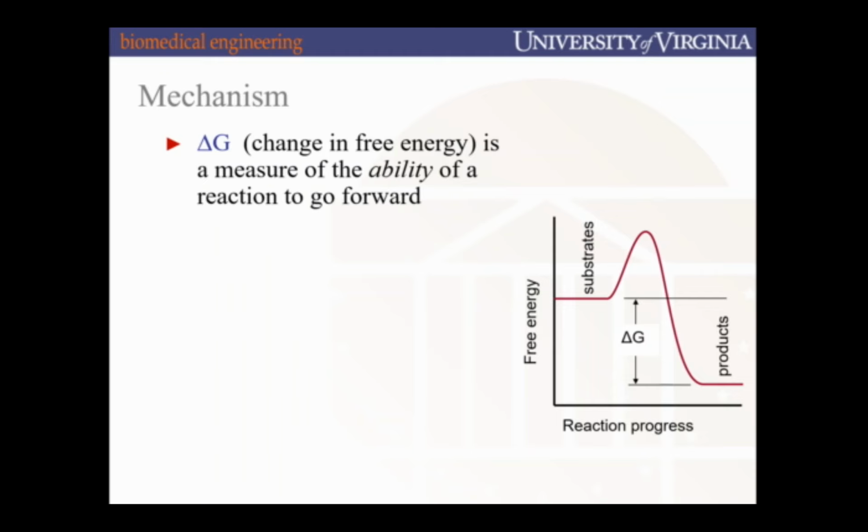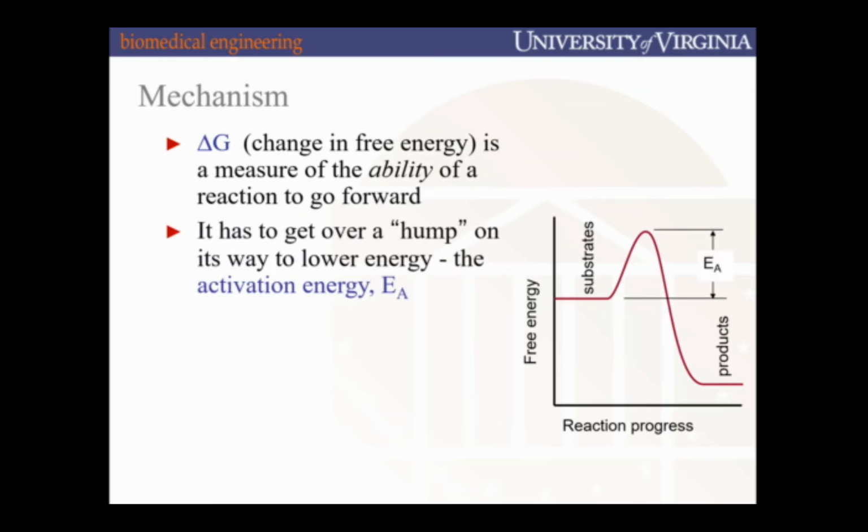An important question, though, is how long the reaction will take to proceed. The rate of reaction is determined by the height of this hump in the middle, and the height of this hump is called the activation energy. This is the barrier the reaction must overcome to proceed, and the higher the barrier, the longer it's going to take random thermal fluctuations to push it over that activation energy.